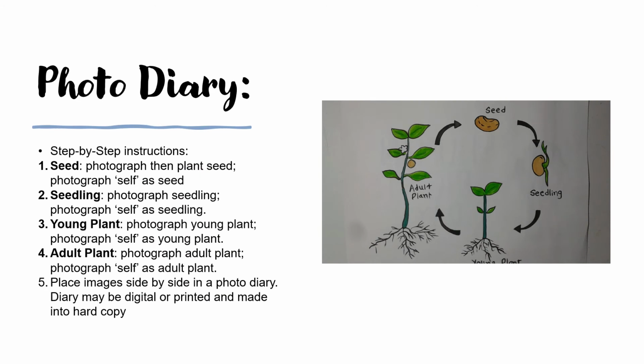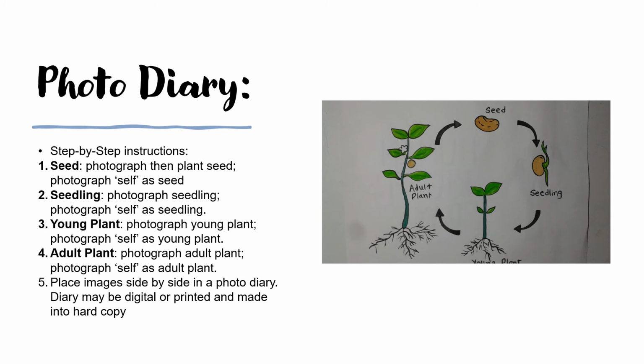Here are our step-by-step instructions. If you're utilizing a dry bean, for example, photograph that bean or seed, then plant it in the ground. Then photograph yourself as the seed before planting. In about 6 to 9 days, you'll notice a seedling, the second stage of the plant's life cycle. Photograph the seedling and then photograph yourself as the seedling. What's different? What's happening to the seed?